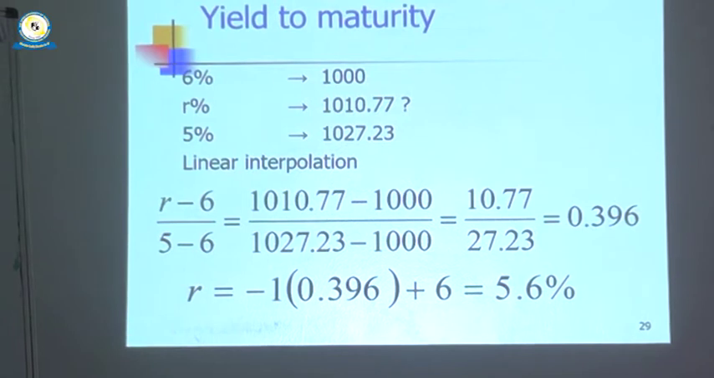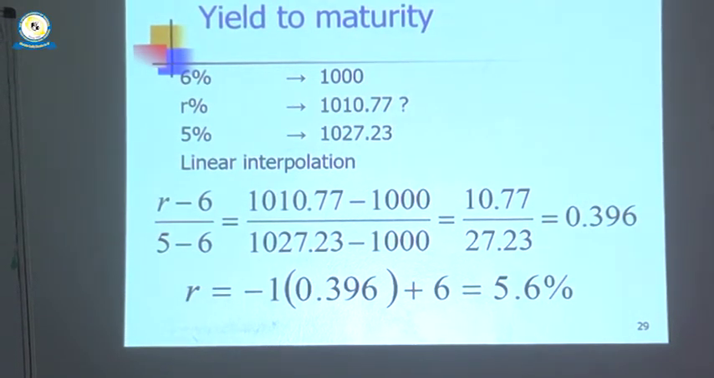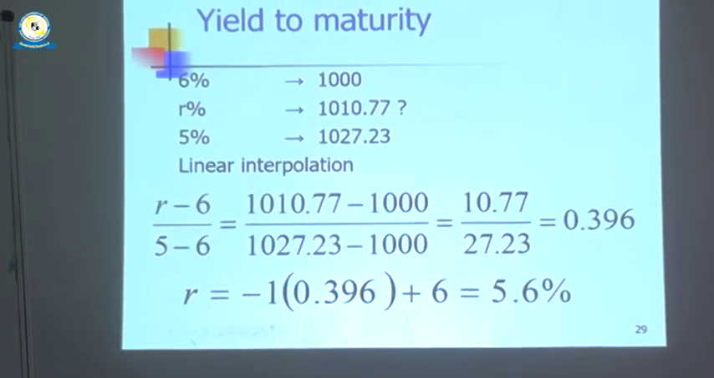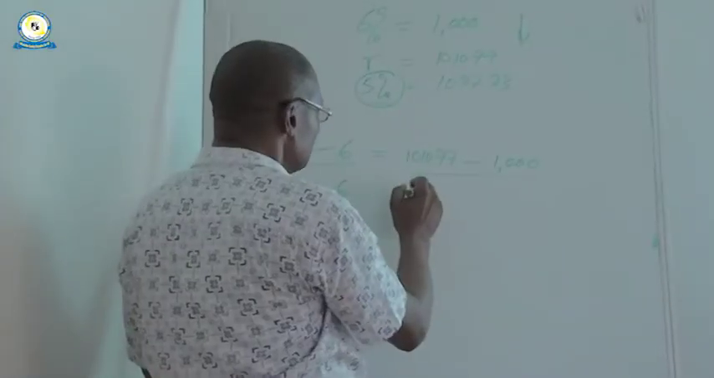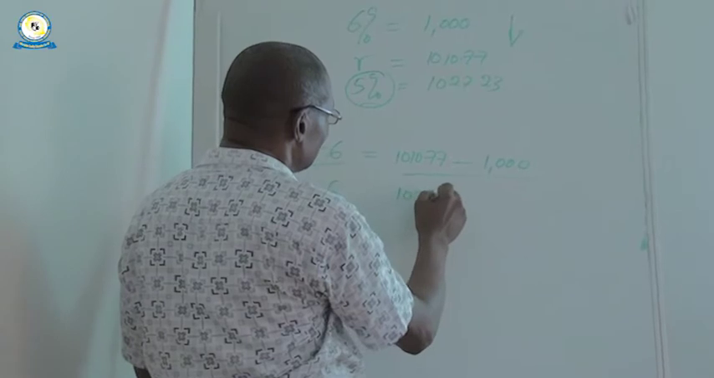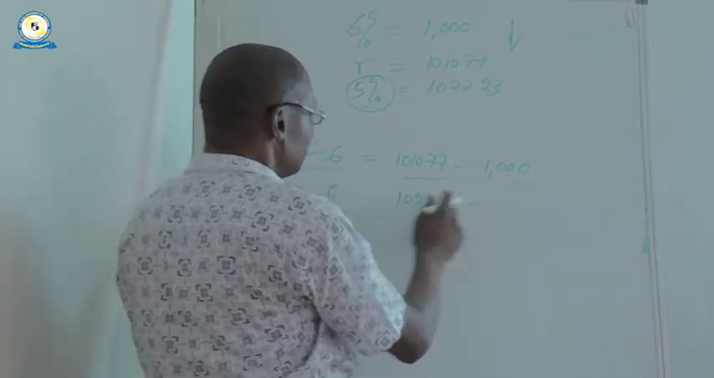Linear interpolation says that you take R, which we are looking for, minus the coupon rate, which is 6%. This R will bring you this amount, 1,110.77, minus 1,000, because this 6% is the one which gives you 1,000. We divide both sides. You take this 5%, you minus this 6%. This 5% gives you 1,027.23, and this 6% brings you 1,000.